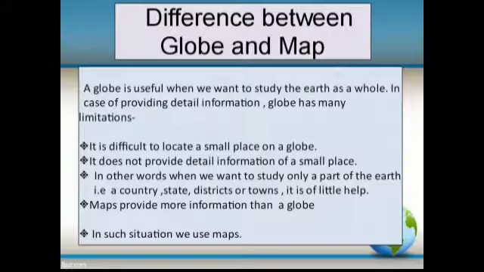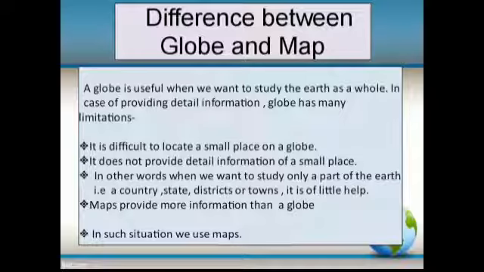Coming to the differences between globes and maps, we find that maps are more useful than globes. A globe is useful when we want to study the earth as a whole. In case of providing detailed information, a globe has many limitations. The first limitation is it is difficult to locate a small place on a globe. So for this we need maps.